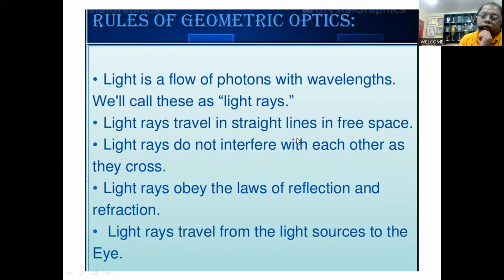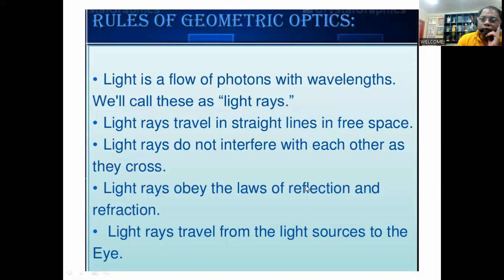Also, when you cross light beams, say you have two flashlights and you cross them, they will never collide with one another. They will simply pass each other, and they will not influence the path of the other one. Light rays also obey the law of reflection. We already explained the law of reflection, but light also follows the law of refraction.